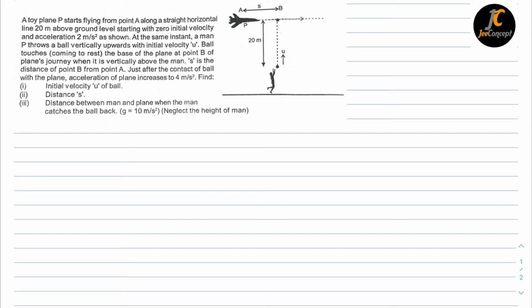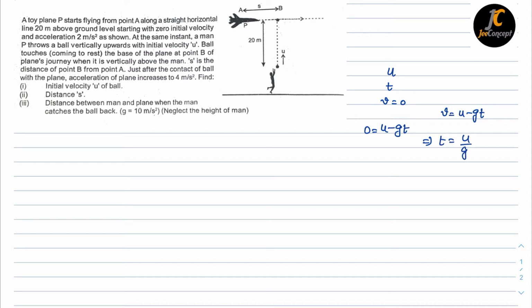So first of all, let's concentrate on man and ball. Initially the ball is thrown upward with initial velocity u. The ball will move under the force of gravity, and at a certain time t it will reach point B, right? At point B the velocity of the ball will be 0. So using this data we can write v is equal to u minus gt. Minus g is because g will act opposite to the motion. So from here v is 0, so 0 is equal to u minus gt, which implies t will be u by g.